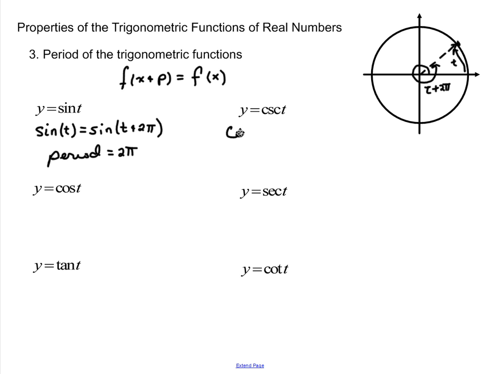The same thing can be said about cosecant. In the cosecant function, the cosecant of t is exactly equal to the cosecant of t plus 2 pi. So again, the period of this function is 2 pi. In fact, for all of these functions, cosine and secant as well, the period is equal to 2 pi.